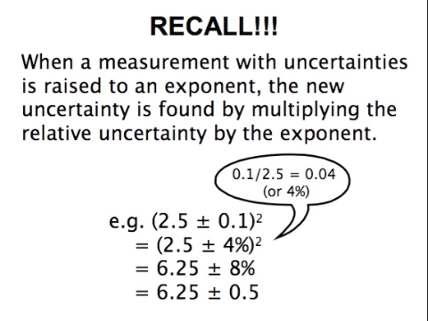So in the example below, 2.5 plus or minus 0.1, first thing we need to do is figure out the relative uncertainty by dividing 0.1 by 2.5. We get 4%. Then you raise the 2.5 to the power of 2, you get 6.25. Then, when you multiply 4 by 2, you get 8%. Then, to bring it back to an absolute uncertainty, you multiply the 8% by 6.25 and get an answer of 0.5.